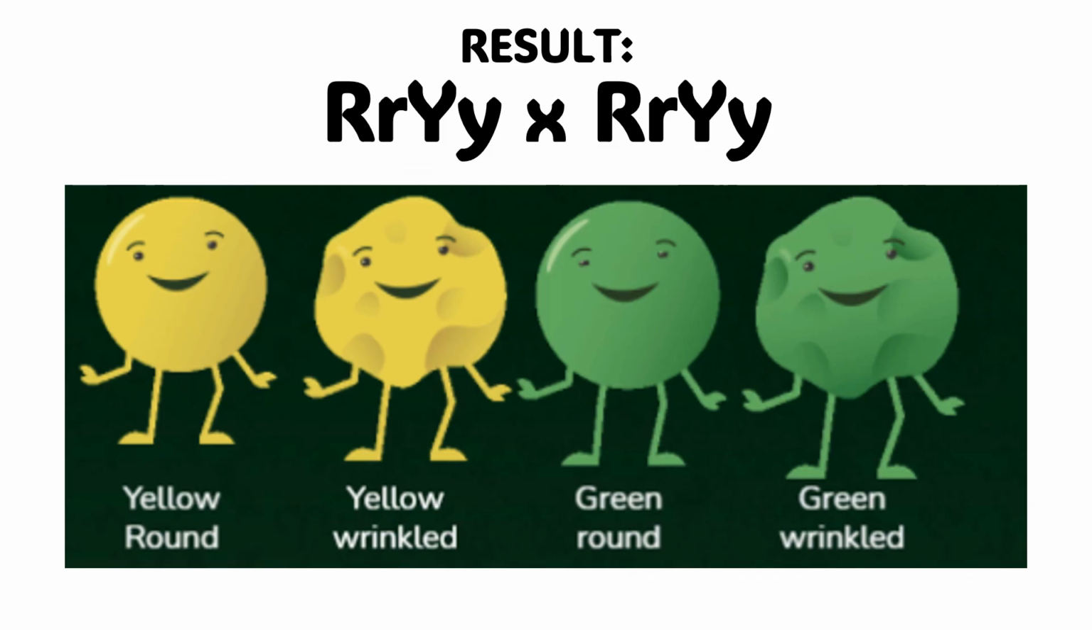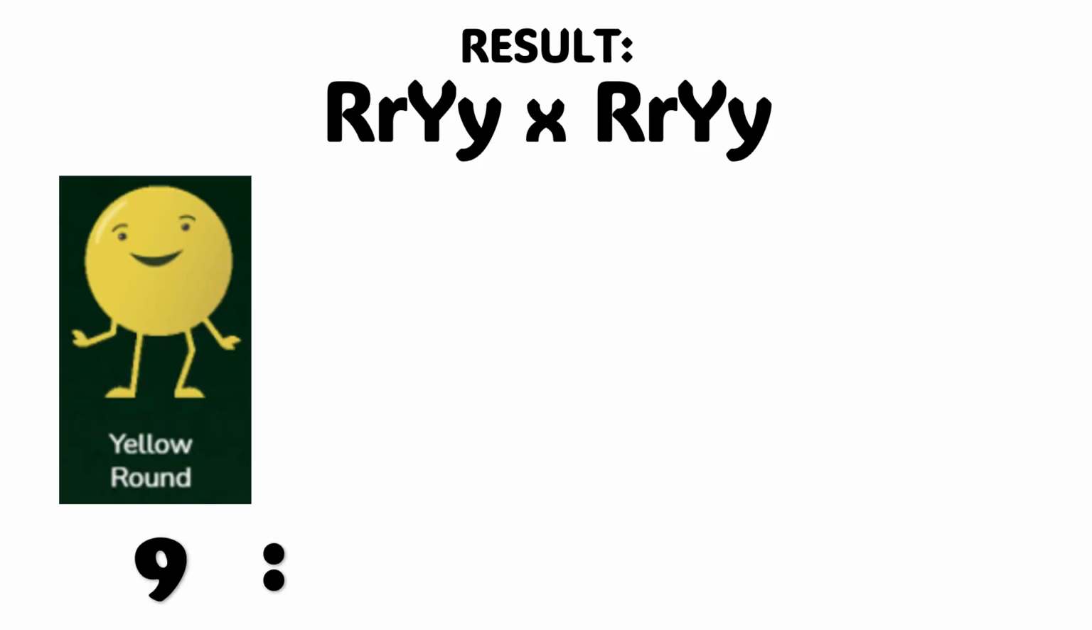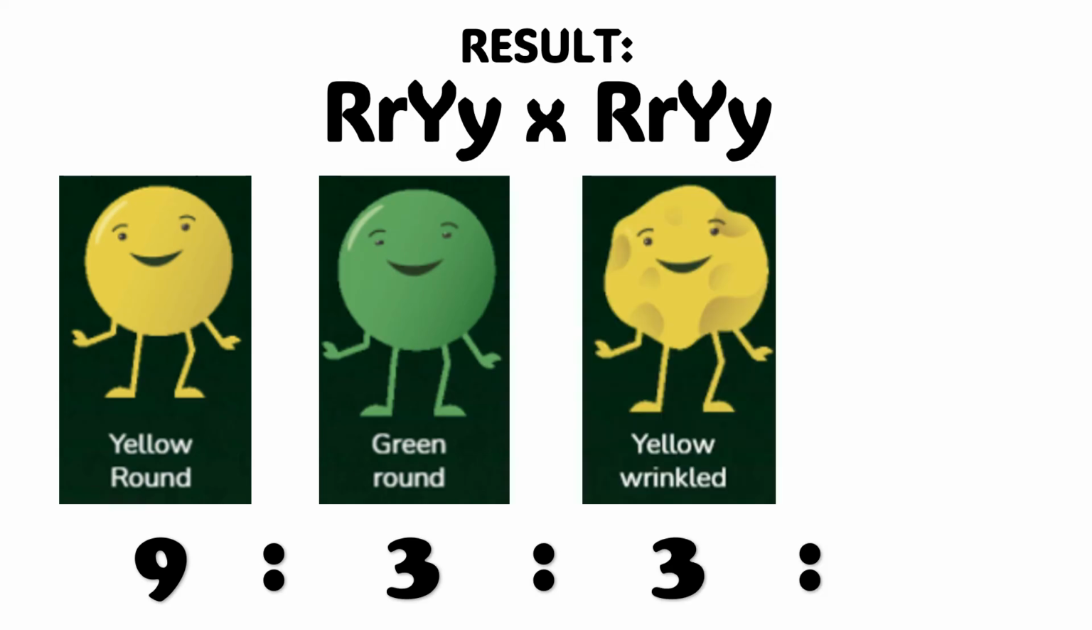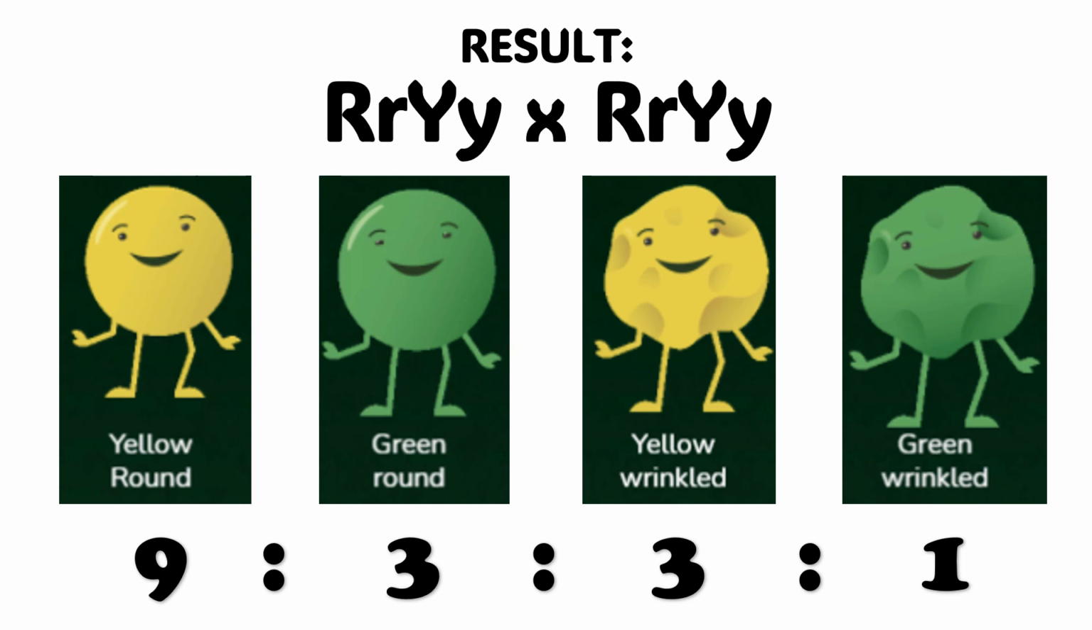Ended up having these results. So we have a yellow round, a yellow wrinkled, a green round, and green wrinkled. So we have 9 yellow round seeds, 3 green round seeds, 3 yellow wrinkled seeds, and 1 green wrinkled seed. So we have a ratio of 9 is to 3 is to 3 is to 1.